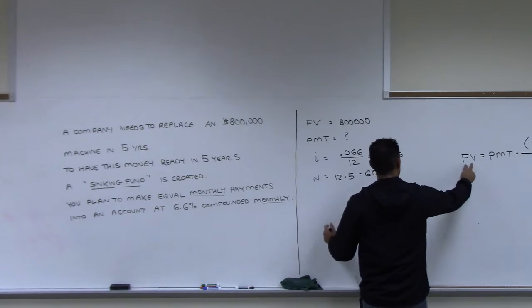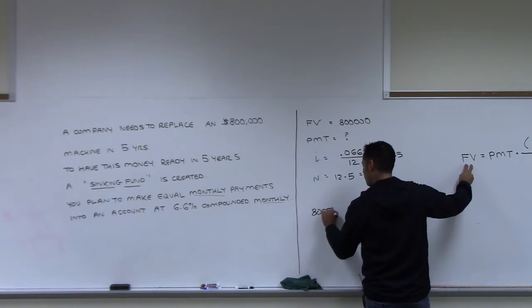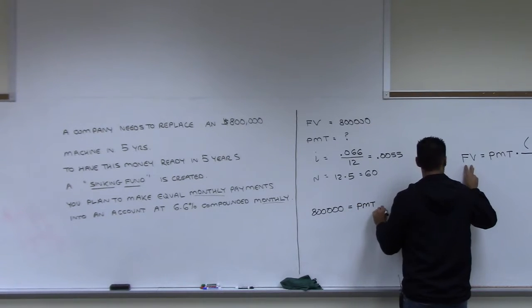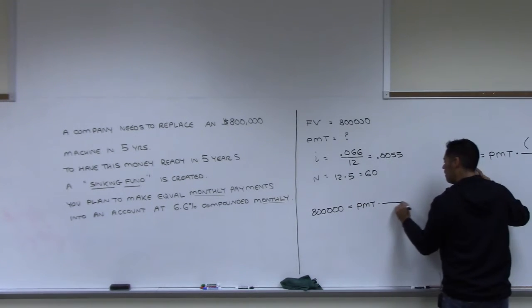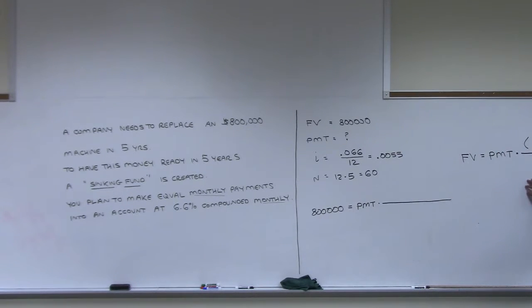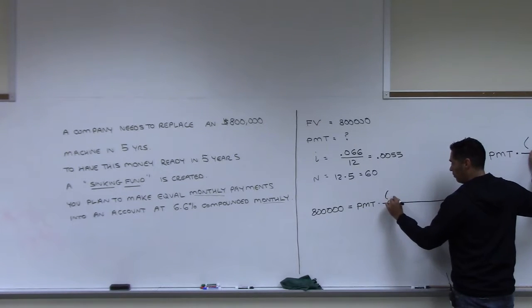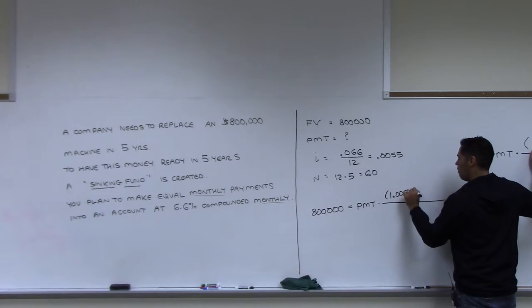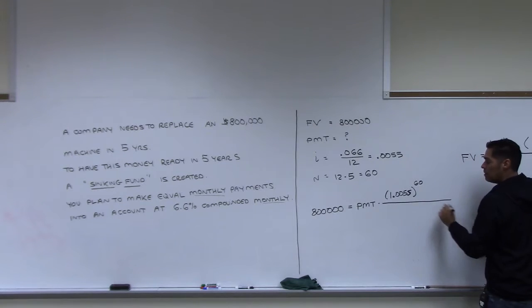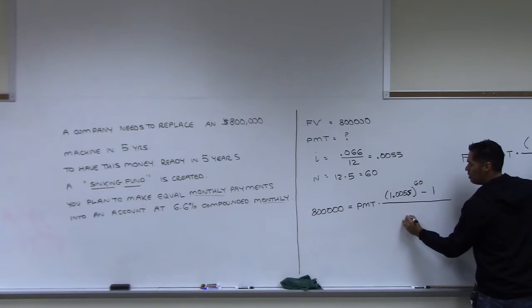We have future value, which is 800,000, equals payment, we'll just leave it PMT, and then 1 plus I. What's 1 plus I? 1.0055 to the 60th power, minus 1, over 0.0055.